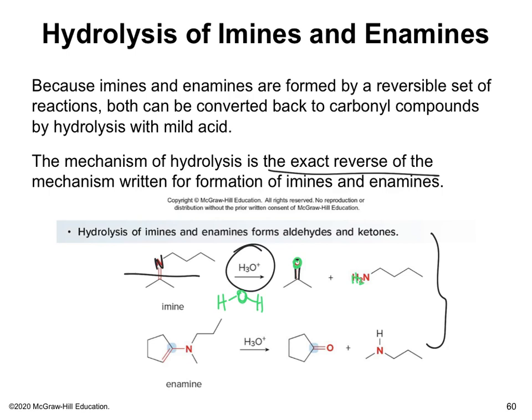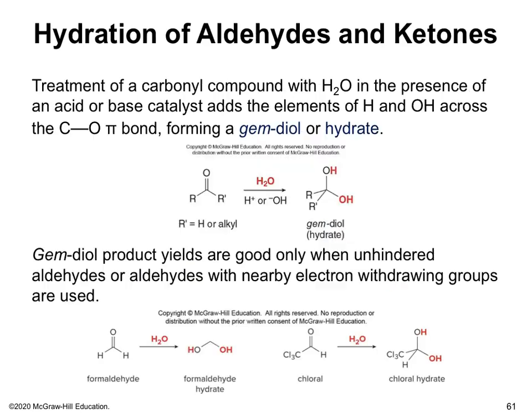So here, for the enamine, you're even adding water. Where you add in water, nitrogen is going to get one of these hydrogens, the carbon is also going to get a hydrogen, and then you're going to get the oxygen. So it's just the addition of water. Okay, so this is hydration of aldehydes and ketones. You can also add water.